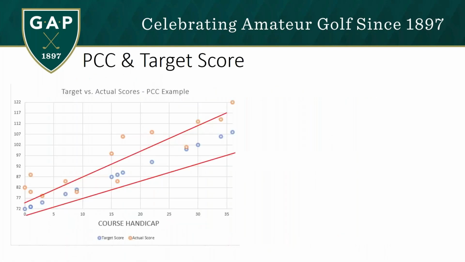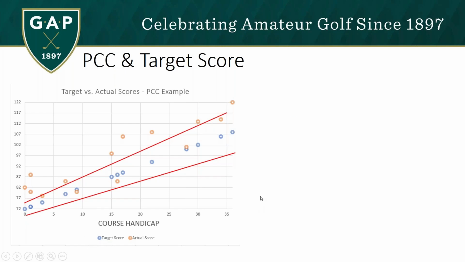So using that target score, we take a look at this graph here on the left-hand side of the screen. The blue dots are representing what the target score would be for every player that played the course that day. It will always be a linear line because as your course handicap goes up by 1, the target score will go up by 1. So just looking at it, a player with a course handicap of 0 has a target score of 72, and hypothetically on this day, their actual score was 82.